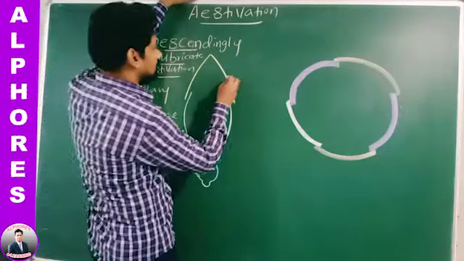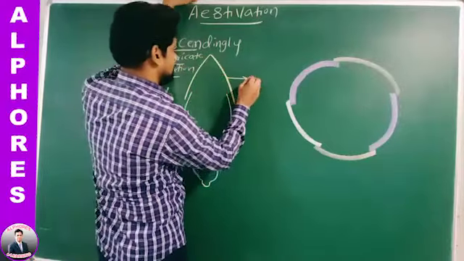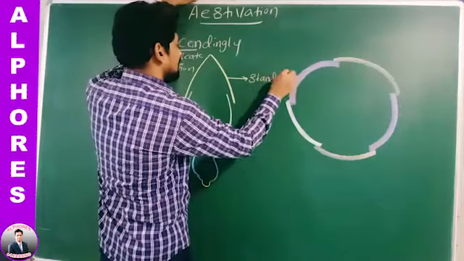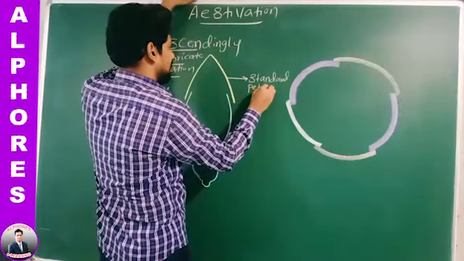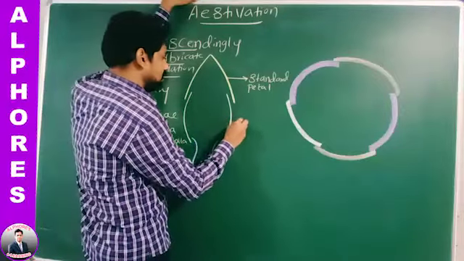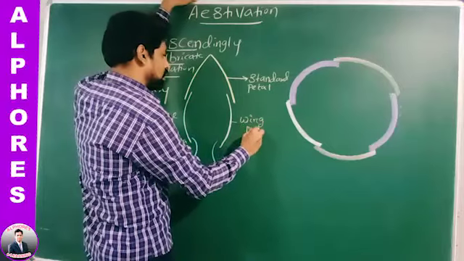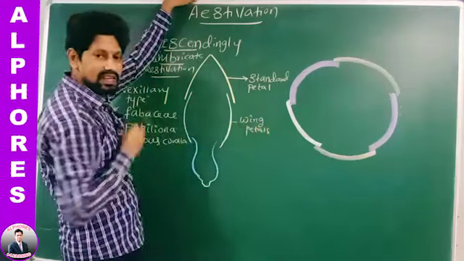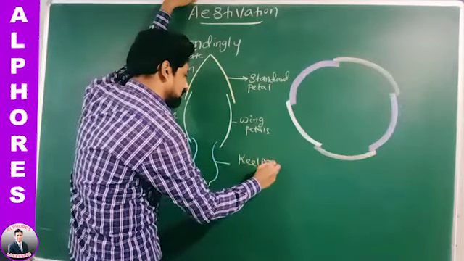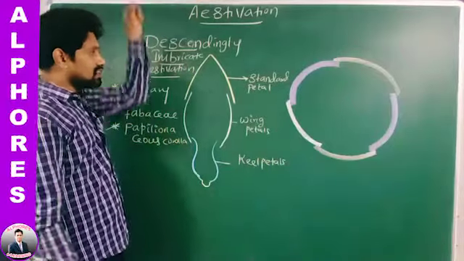In these 5 petals, this one petal, yesterday I told, is called a standard petal. These 2 petals are called wing petals. Whereas these 2 are called keel petals. Yes or no? Right. Now see here.